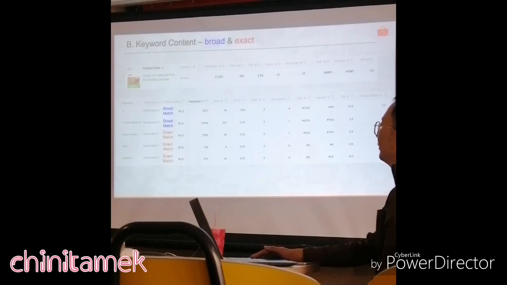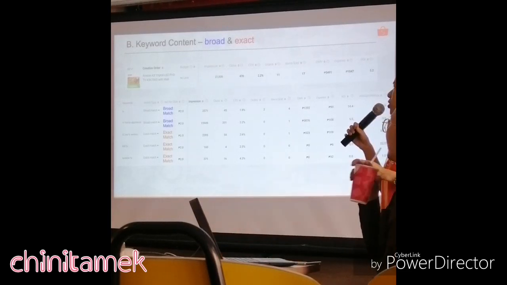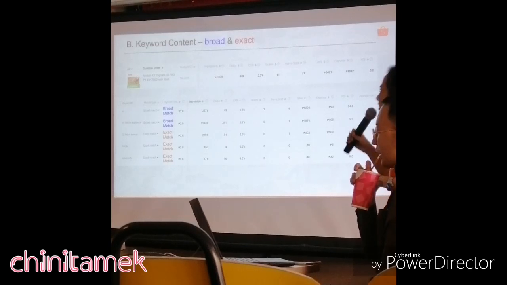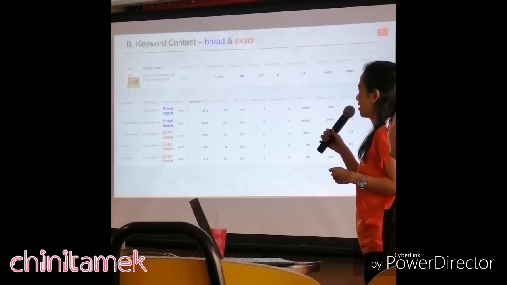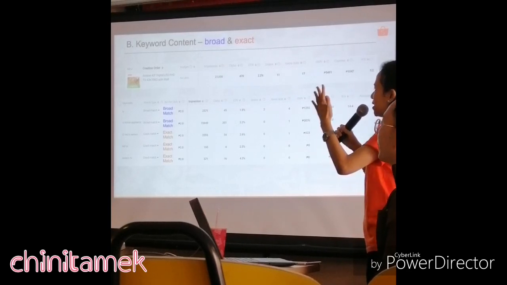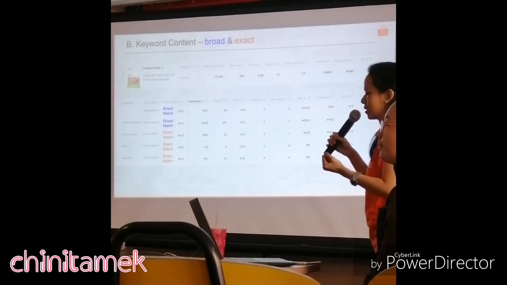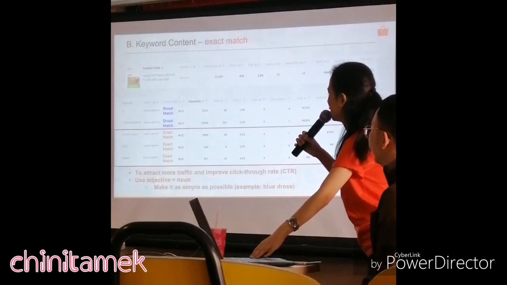So let's say I have this example of a TV. It's a Vision 43-inch digital LED FHD TV, etc., etc. So it's quite long, as you will see. And then I have 5 keywords in place: 2 broad matches and 3 exact matches. So let's see the difference in metrics.